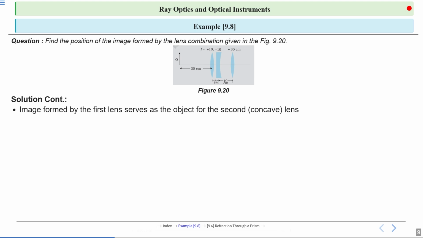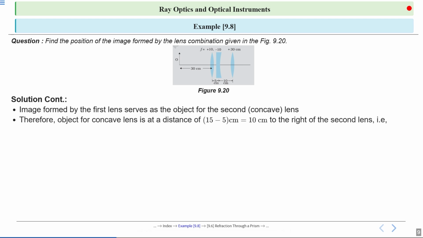So let's start by considering the role of the first lens. The image formed by this lens acts as the object for the second lens, which is a concave lens. This is a crucial step because it sets the stage for understanding how lenses interact with each other.